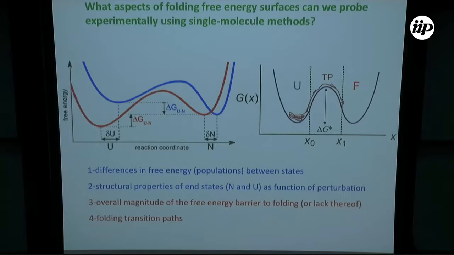Then I will focus on something more interesting: looking at the free energy surface, especially trying to see whether you can get information about the barrier height, which we can do in bulk, but here you can do it more directly, and eventually looking at dynamics and folding transition paths. You can get information about how high the barrier is from the population, or look at the kinetics through the dwell times in the states. You can get information about the dynamics from the transition paths.